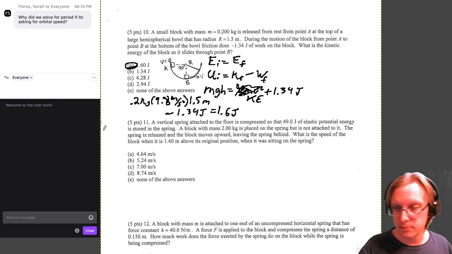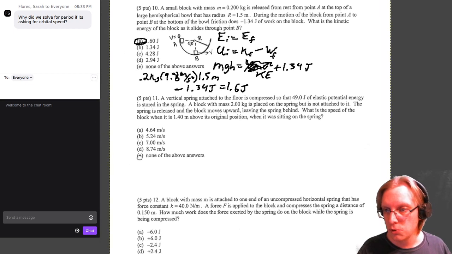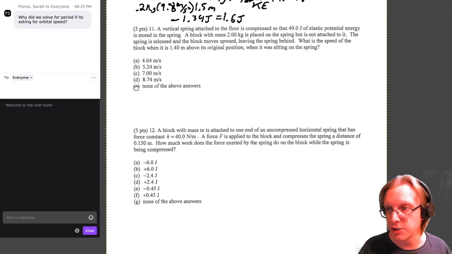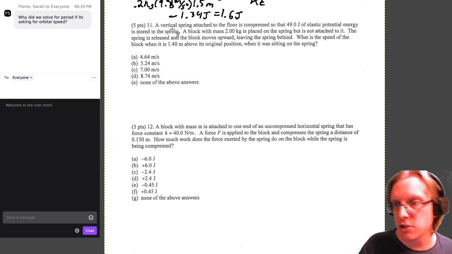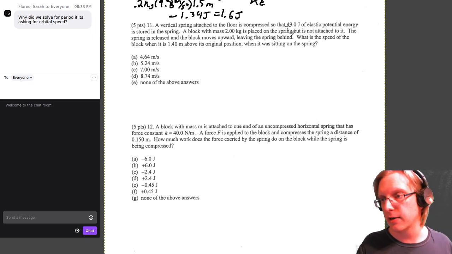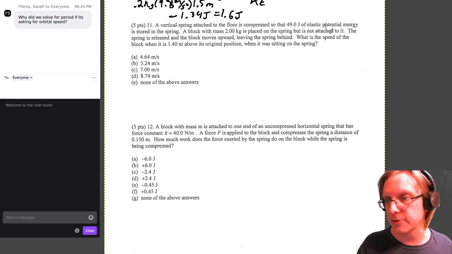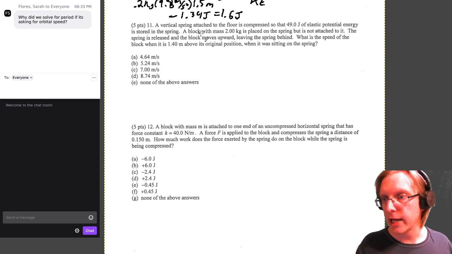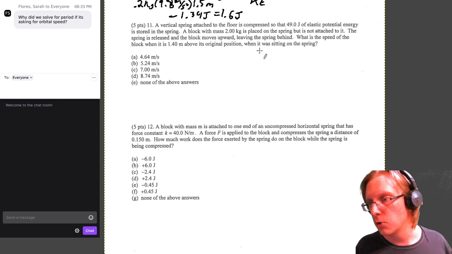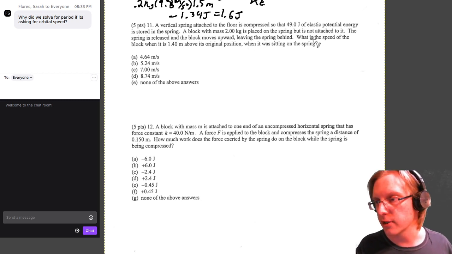Come here. There we go. Ooh, springs. I'll bet there's energy involved. Yep. A vertical spring attached to the floor is compressed so that 49 joules of elastic potential energy is stored in the spring. Okay. A block with a mass of 2 kilos is placed on top of the spring but is not attached to it. The spring is released and the block moves upward, leaving the spring behind. What is the speed of the block when it is 1.4 meters above its original position when it was sitting on the spring? What is the speed?